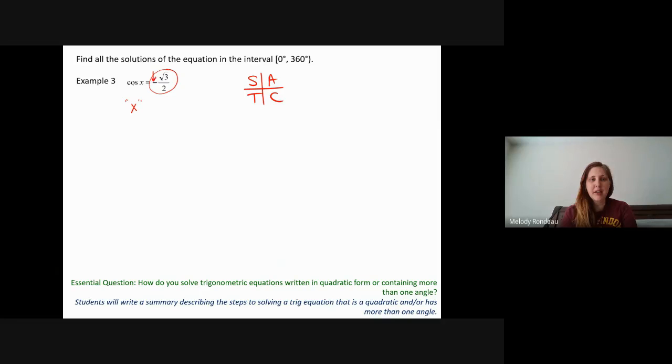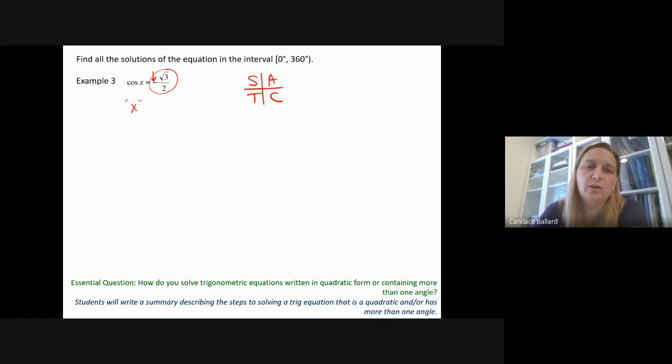It is negative. So I need to know, question for the chat. Which quadrants will cosine be negative in? So we need to know which quadrants will cosine be negative in the chat.